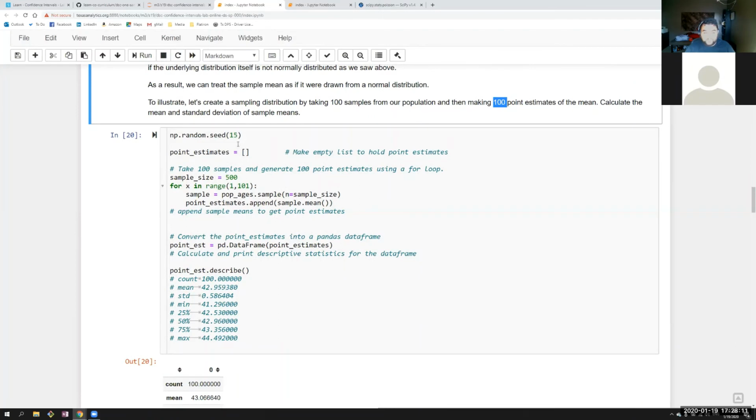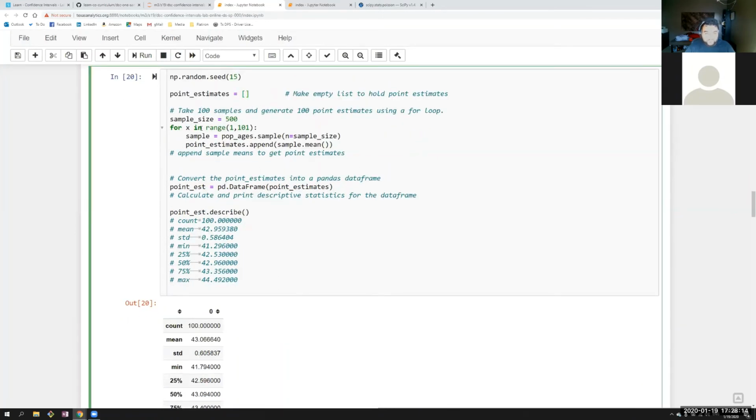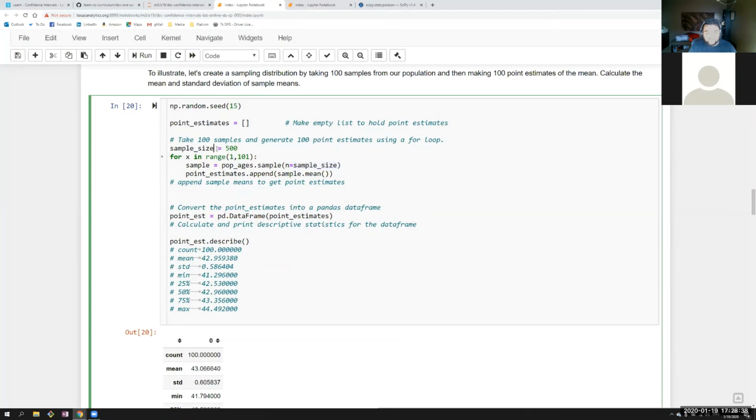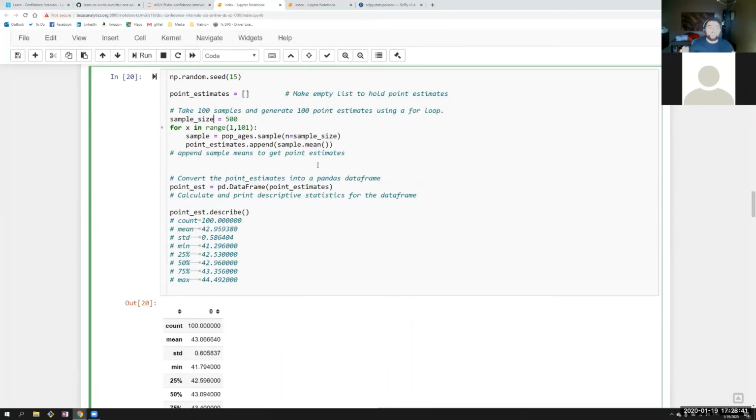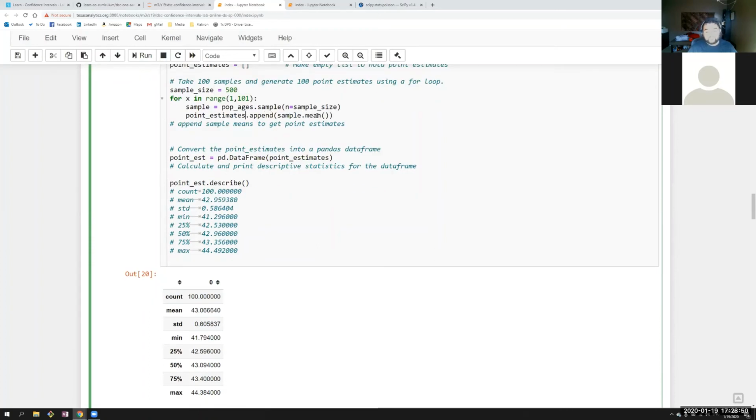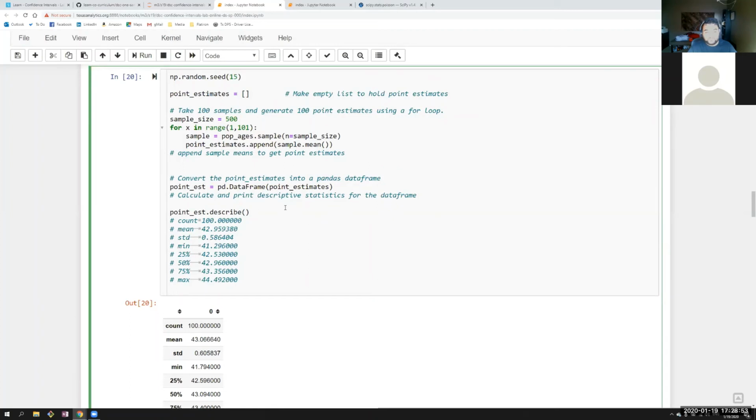np.random.seed, the point estimates. We're going to initiate a blank list. We're going to take 100 samples. So sample size is equal to 500, for x in range 1 to 100, because we need to pull 100 samples. Sample is equal to population_ages.sample. Again, we're pulling in a sample from the data. The sample size is determined by what we passed in. Sample size is up here. So we're going to take 100 samples, and each sample will have 500 picks. So there are 500 elements in each sample. point_estimates.append(sample.mean). That's just going to add their mean right there.